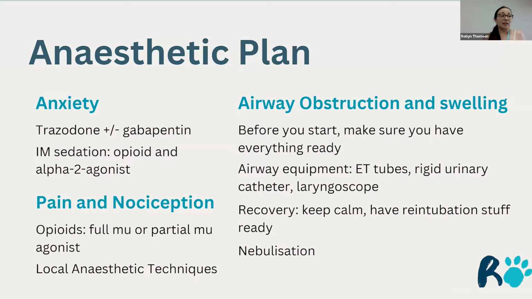Pain and nociception is the next bit I'm going to be thinking about. So opioids, I said full or partial mu agonists. But I'm also going to be thinking about what local anaesthetic techniques I can use. So opioids have their place, and I do use them in most of my patients. But we also don't want to rely on them as our sole form of analgesia, because we like a multimodal approach, and we want to be trying to target nociception from multiple different pathways.